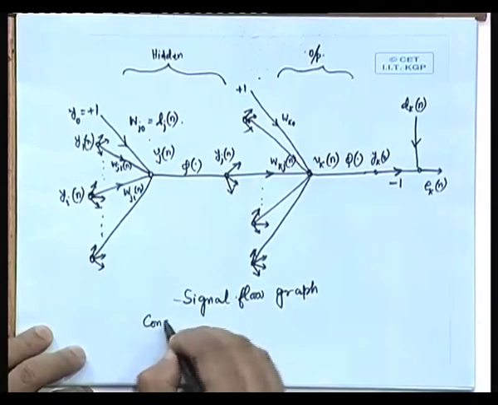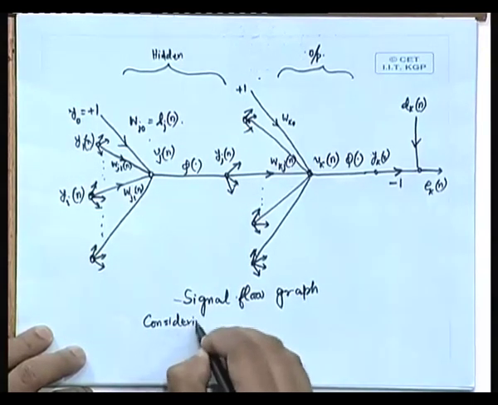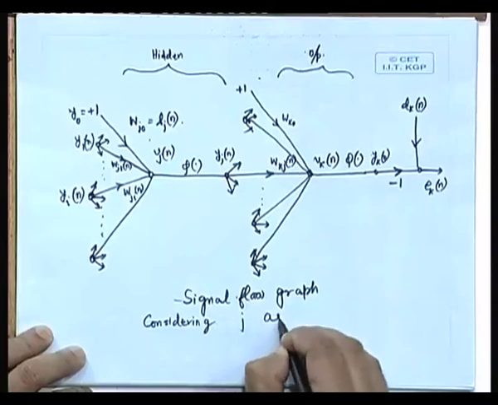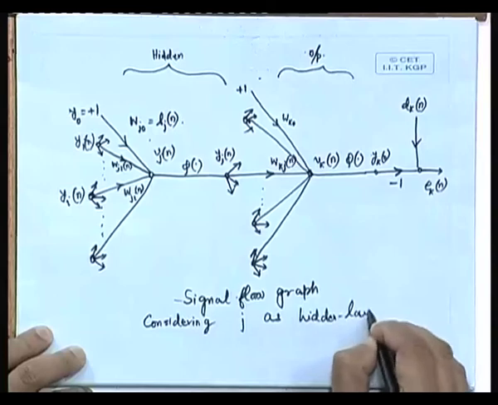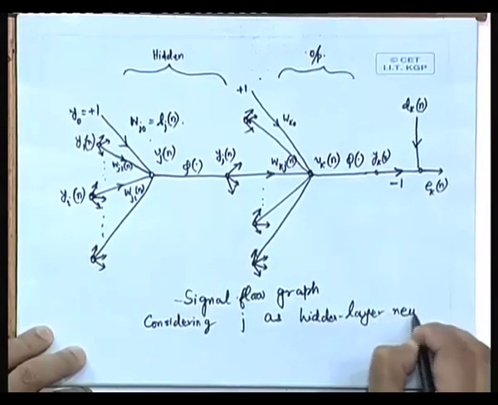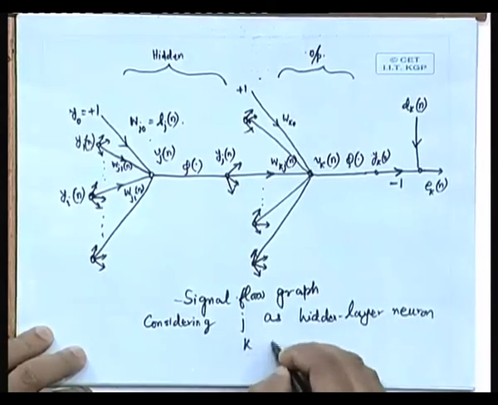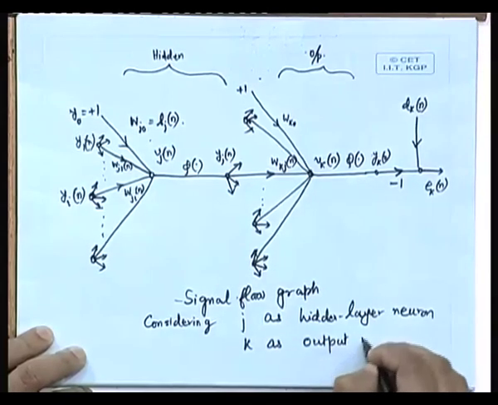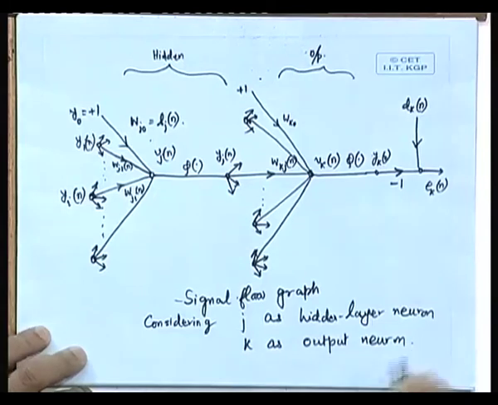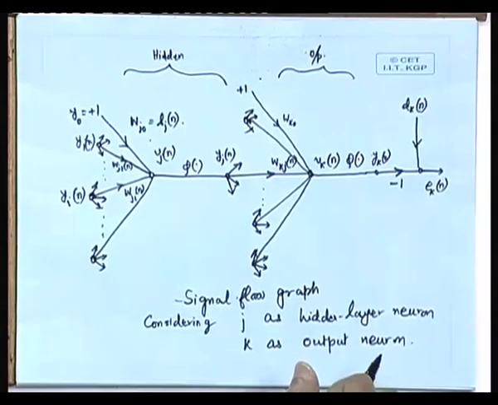This is a signal flow graph considering J as the hidden layer neuron and K as the output neuron. Does anybody have any doubts or confusions related to this signal flow graph?